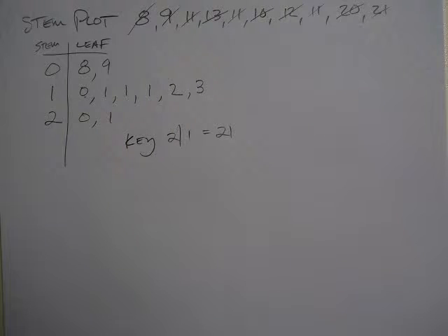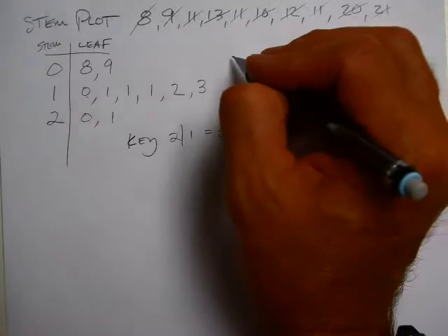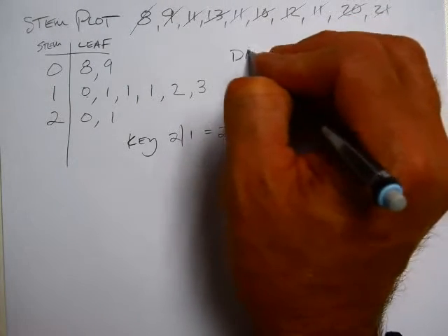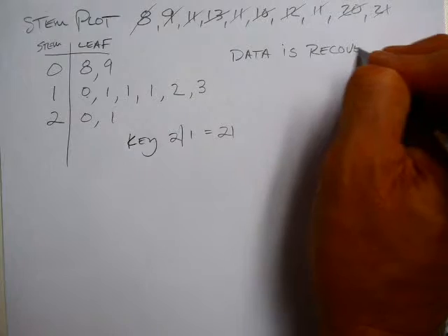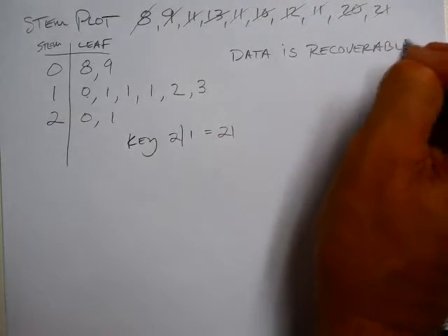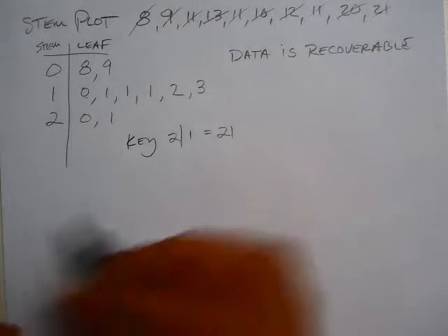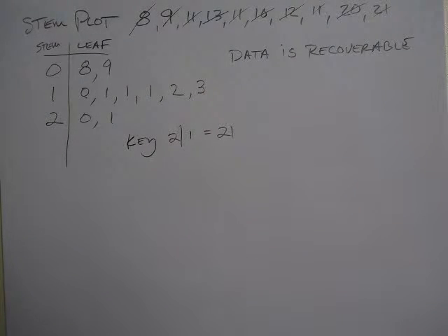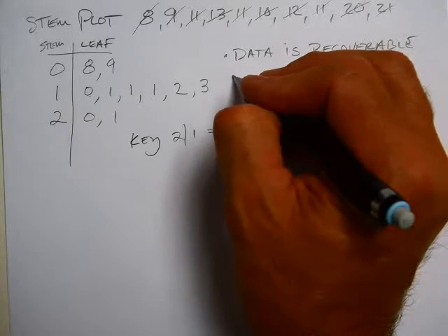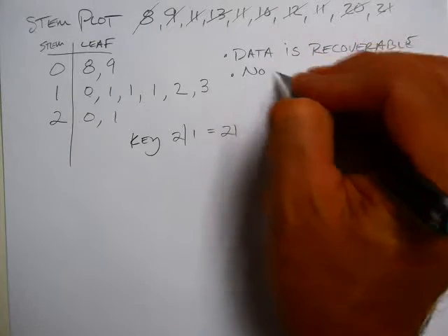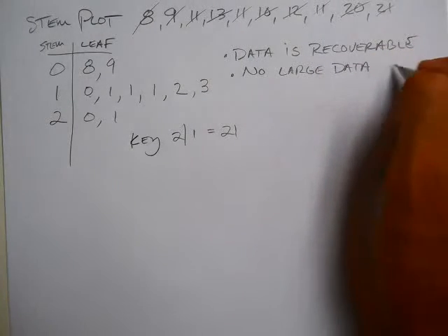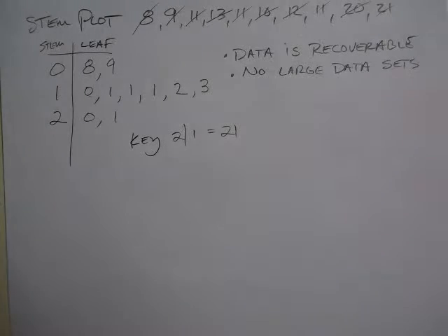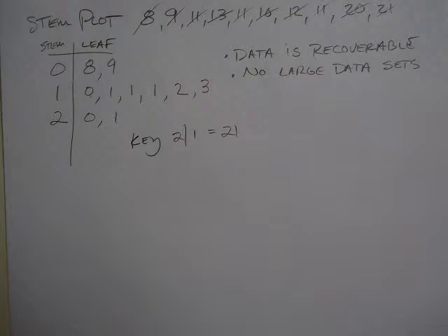So the thing about a stem and leaf plot, it doesn't work for large data sets, but it's pretty cool because the data is recoverable. You could take this with the key and rewrite the set of data. There's really no large data sets for this. It'd be a nightmare to deal with, say, even 100. 1,000 would be out of the question.